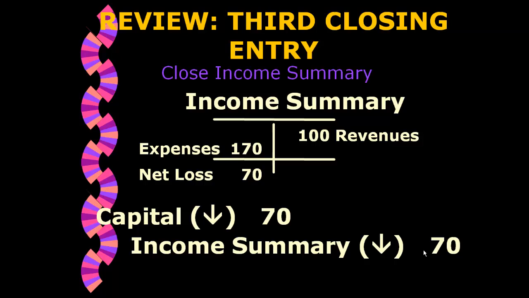If we're trying to do this for a partnership, the only difference is we've got to decide how much each partner's capital is affected in this closing entry. So instead of having just one debit or one credit to capital, we're going to have a separate one for each partner who's getting a portion of that net income or net loss.